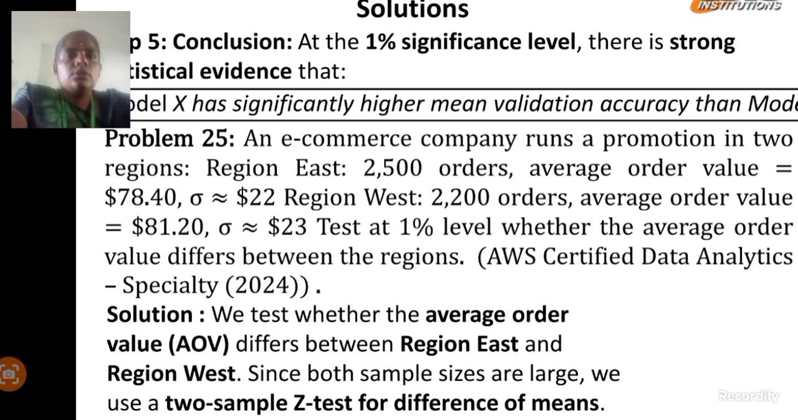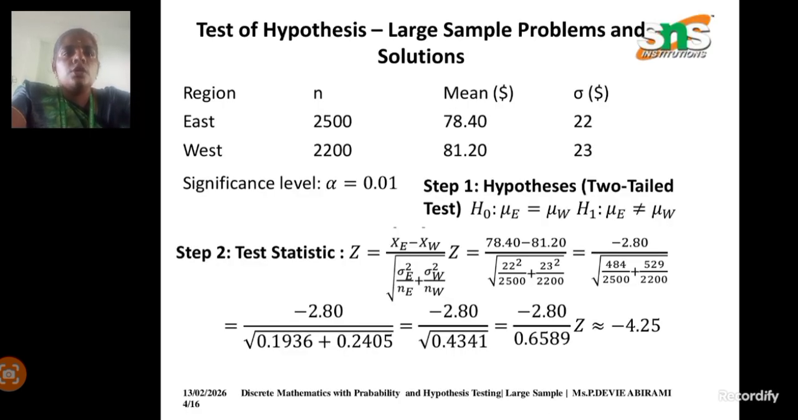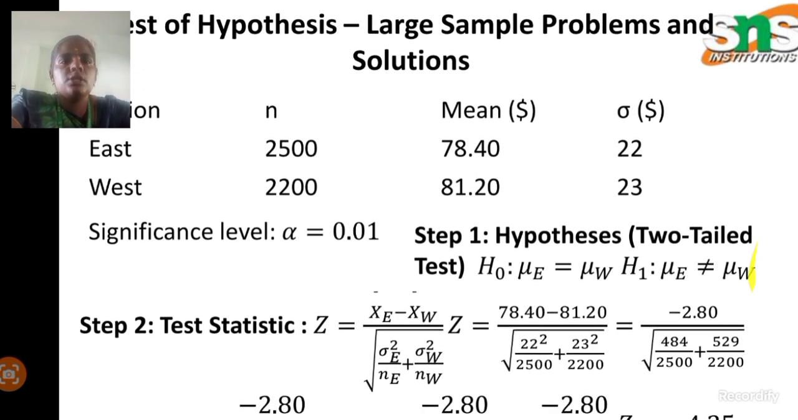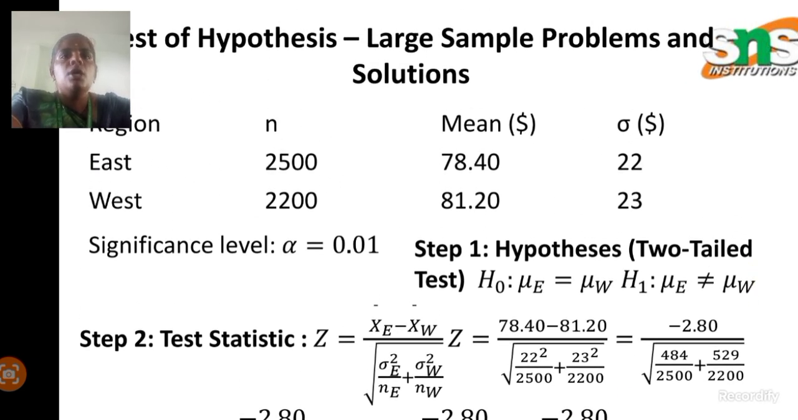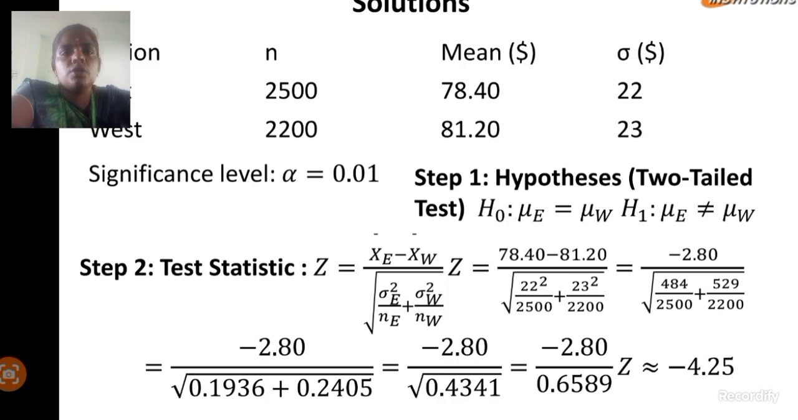So I am going to test with a Z test of two different means. My formula is x1 bar minus x2 bar divided by the square root of s1 square by n1 plus s2 square by n2. East and West are the two groups, where n is equal to 2500 and 2200, and the mean values are 78.40 and 81.20. We know all those values, and we can substitute them in our formula. If we substitute, we get the numerator as minus 2.80 and the denominator value as 0.586589. If I divide, I get the value as minus 4.25.